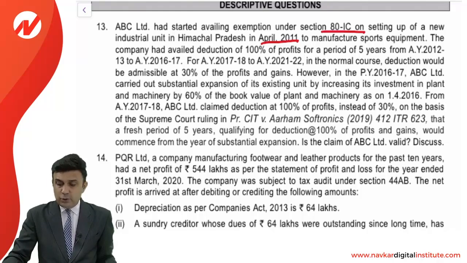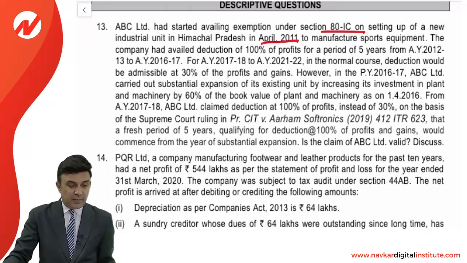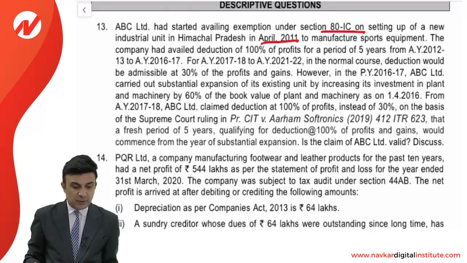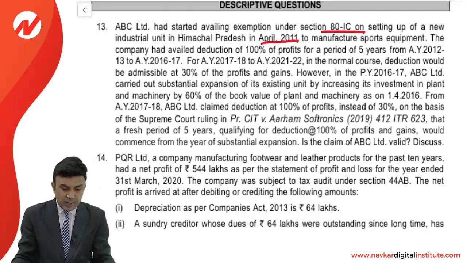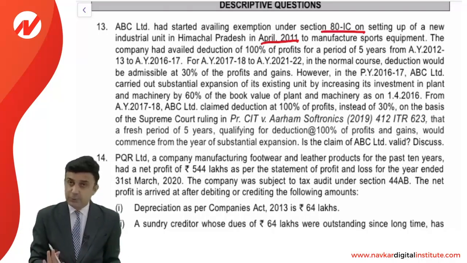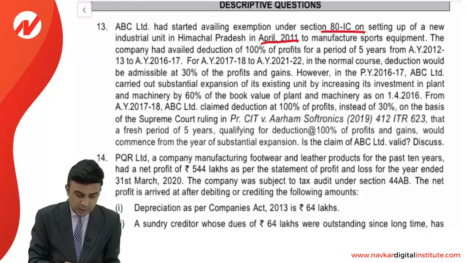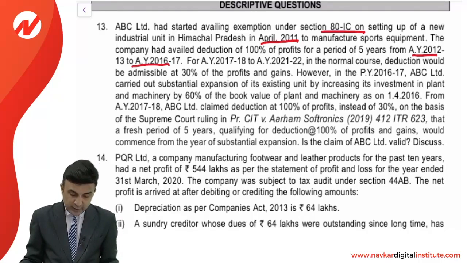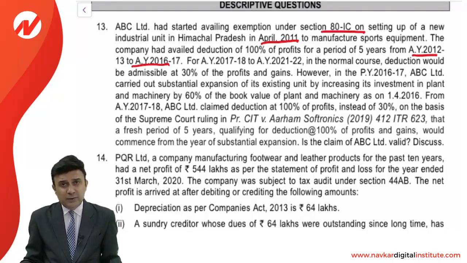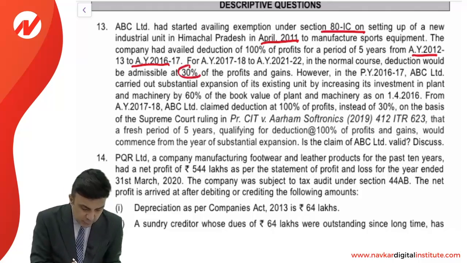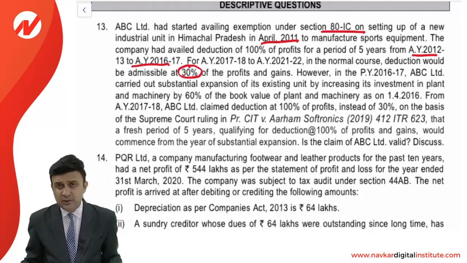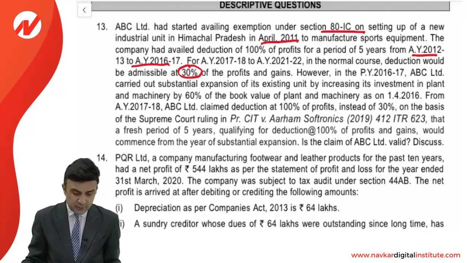In Himachal, you would get the deduction if you start the business up to 31st March 2012. My assessee has started the business before the same. So, yes, he would be able to enjoy the deduction for manufacturing sports equipment. The company has availed 100% deduction for 12-13 to 16-17. And for the next 5 years, as it is a company, they are eligible to get 30%. Had this been any other assessee, they would have claimed 25%.